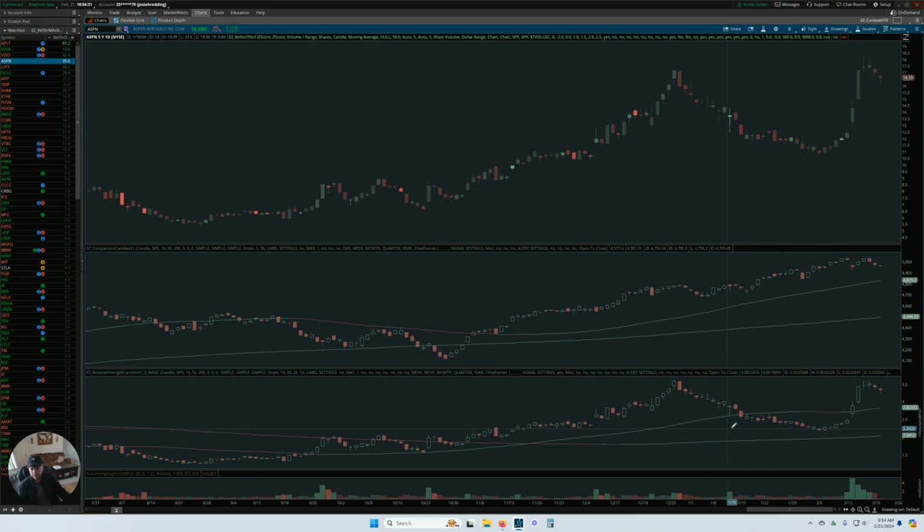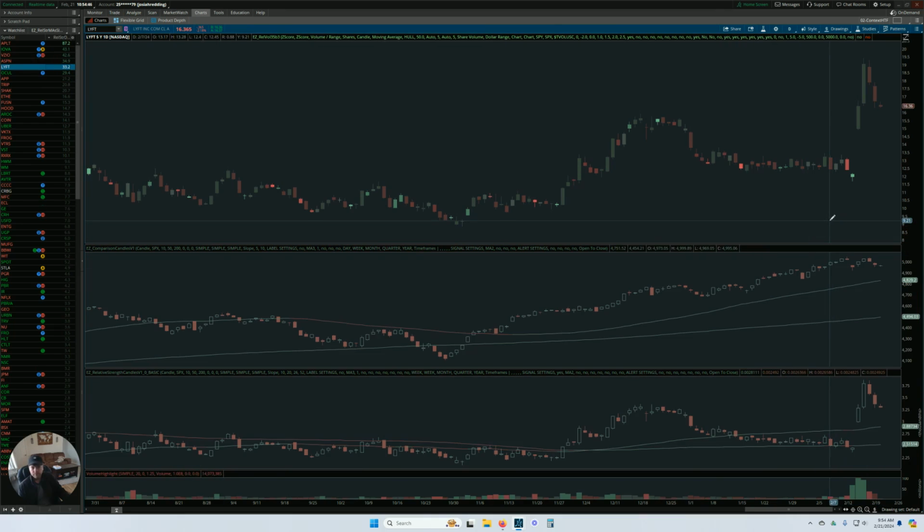Here's another good example. We've got the 50 above the 200, so we've got a relative strength uptrend, and we have strong performance since the recent market high here. While the market's been pulling back, this stock has been rocketing higher. And same thing here.